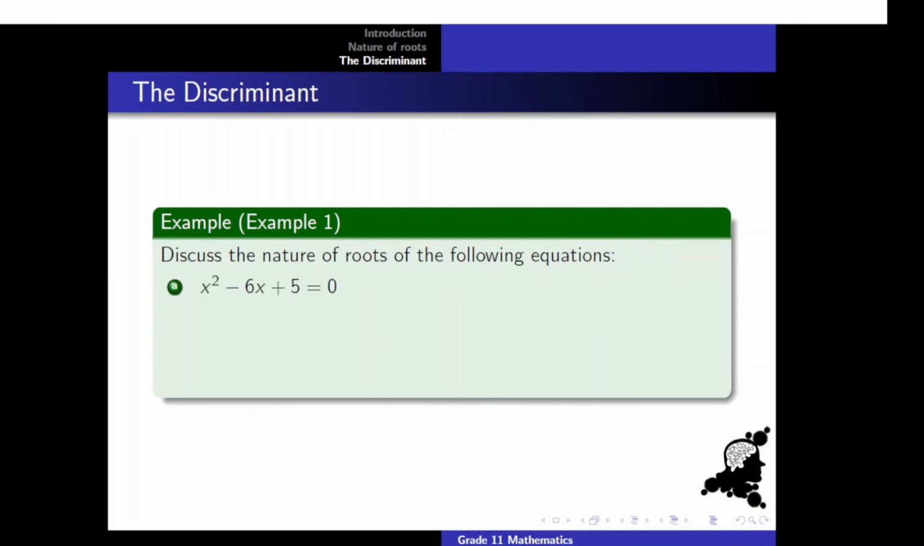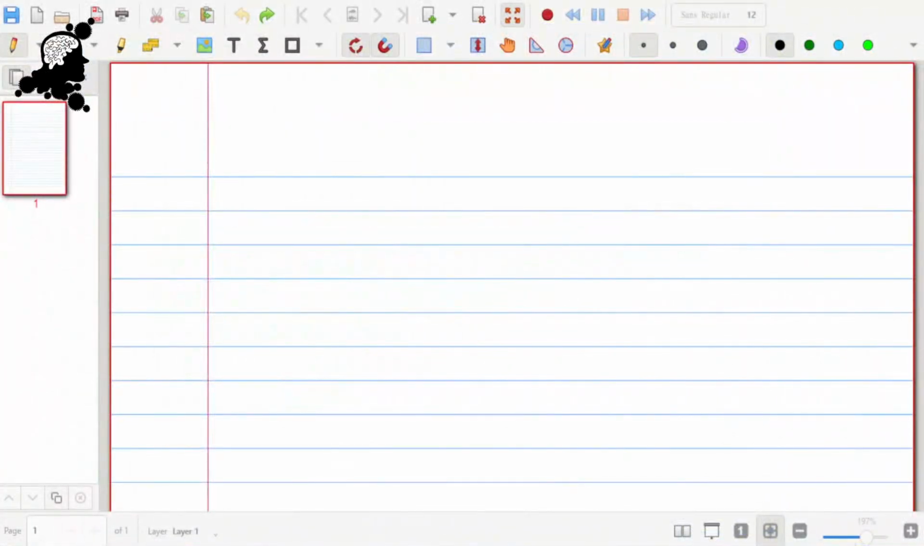So the first question says that we need to discuss the nature of roots of the following equations. Right, let's look at the first one, and let's go to our writing pad and actually have a look at this question. So the question was x squared minus 6x plus 5 equals 0. Please take note, we are not solving for x, we are determining the nature of roots.